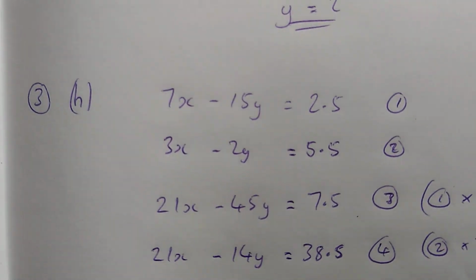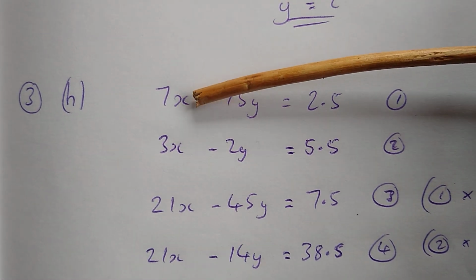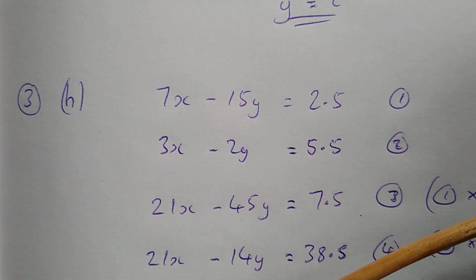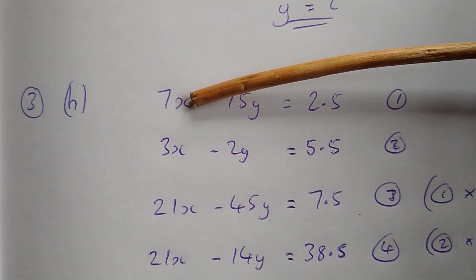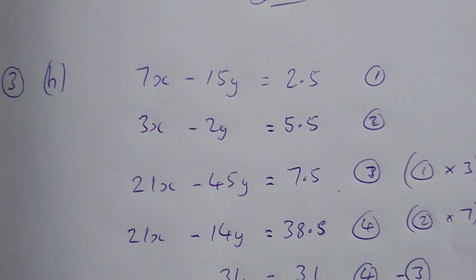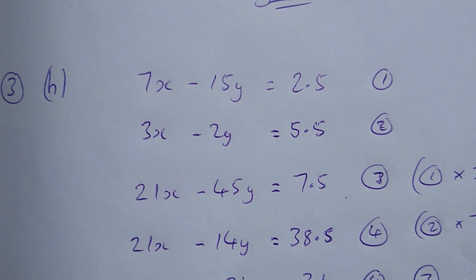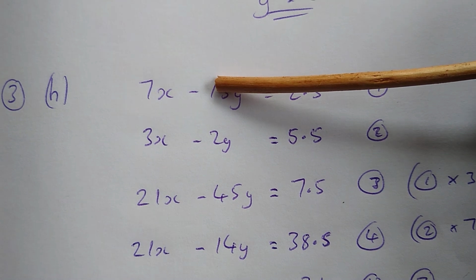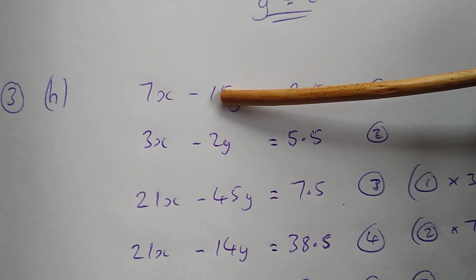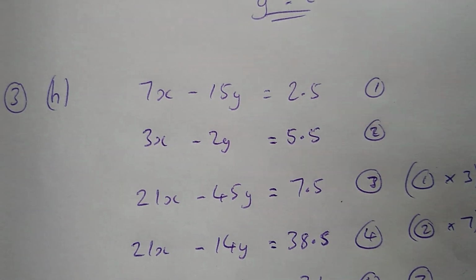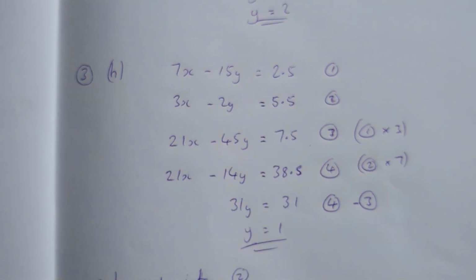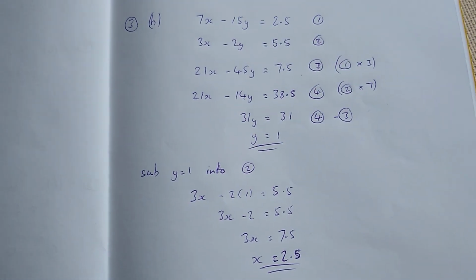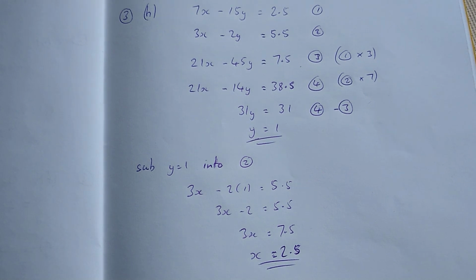And go back up to equation 1, which is the one I didn't use, to do a quick check. So 7 2.5s, well 7 2s are 14, 7 halves are 3.5, so that'll be 14 add 3.5, that'll be 17.5 minus 15 ones, so 17.5 minus 15 equals 2.5. So again, 100% confident I have that answer correct. And that is the video finished.